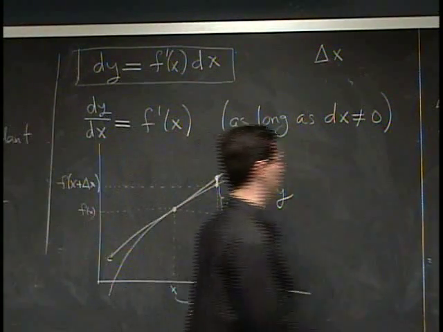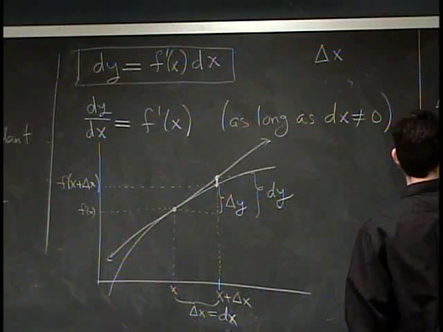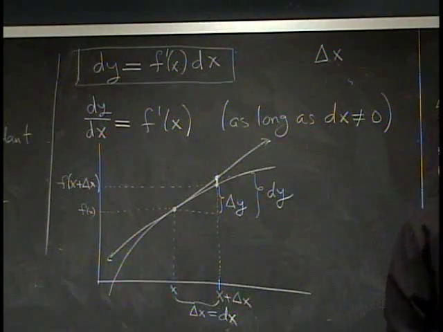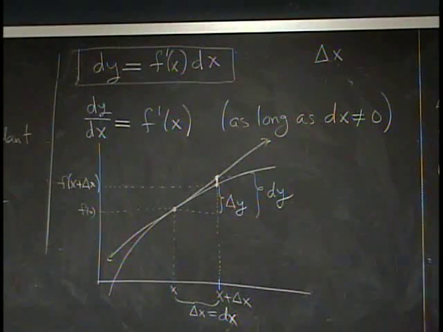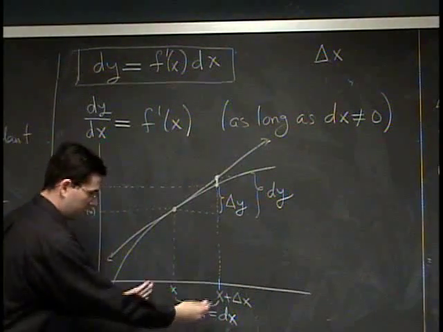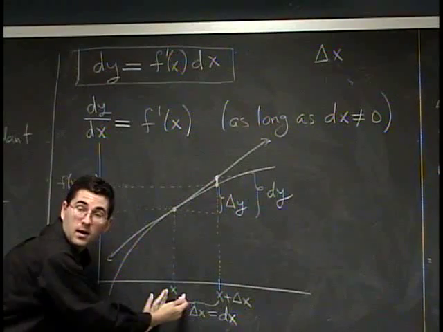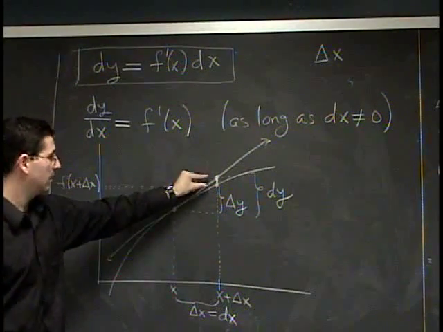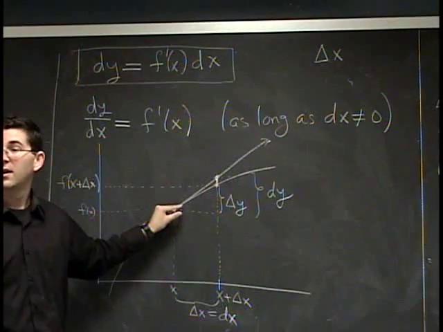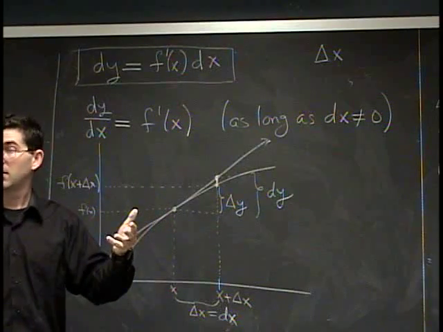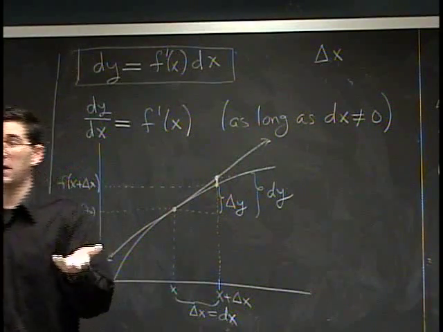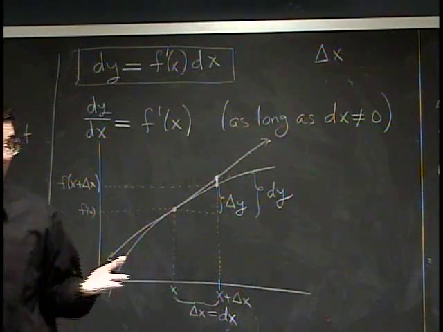Okay? And what happens as delta x, which equals dx, goes to 0? Well, as delta x goes to 0, these points get closer, right? And what happens to my approximation as I get closer to this point? What happens to the approximation? Does it get better or worse? Better. It gets better, right?